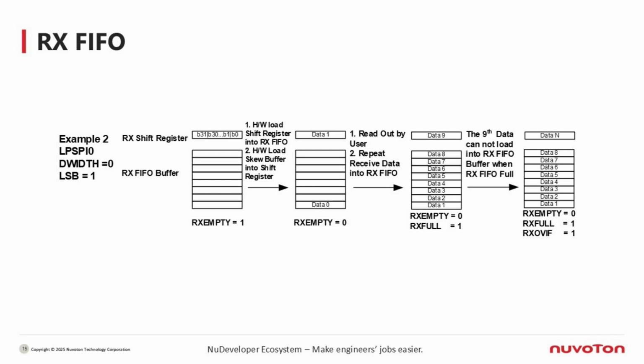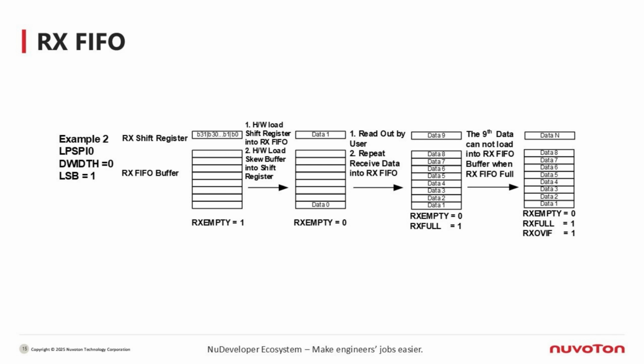When the FIFO is full, RX full equals 1. If new data continues to arrive, there's no space in the FIFO, so the hardware cannot write it in. The hardware will trigger the overflow flag, RX-OVIF equal to 1, to notify you that data has been lost. The FIFO itself does not overwrite existing data.